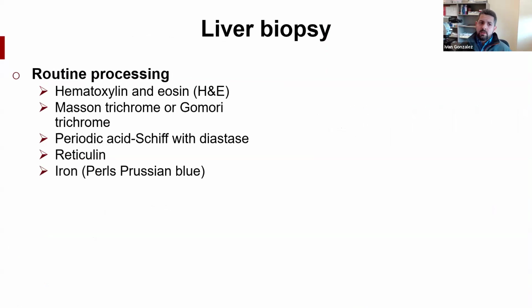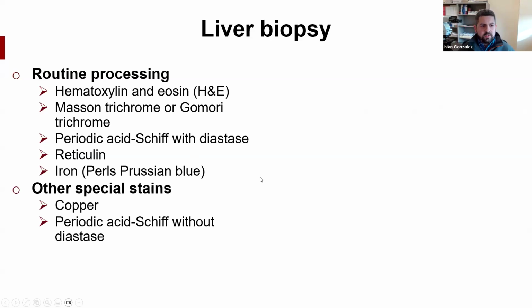So what is your routine processing? You do an H&E, and you can do a Masson trichrome or a Movat trichrome, that's just lab preference and your personal preference as a pathologist. Periodic acid-Schiff with diastase, reticulin and iron stain. Other stains that you can do are copper and a PAS without diastase. In our lab, we do 2 H&Es. We get one Masson trichrome, a PAS with diastase and one without diastase, and then reticulin and iron. That's just our own protocol here.